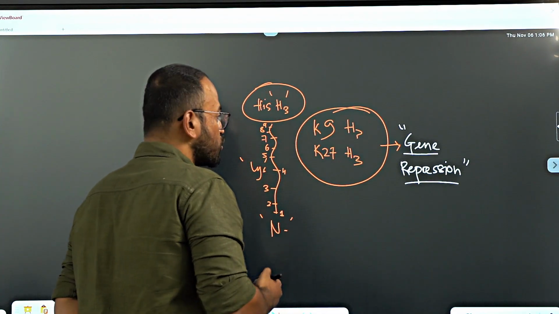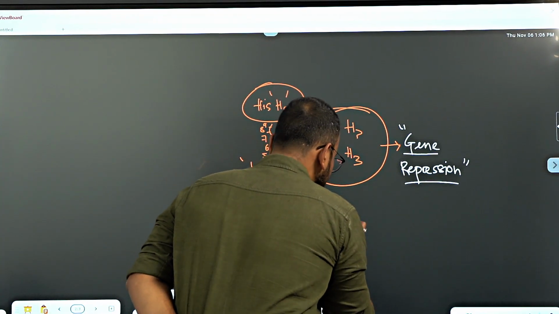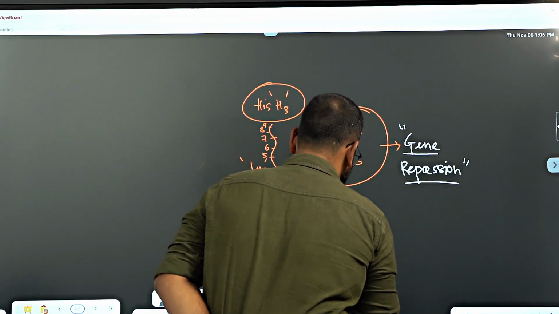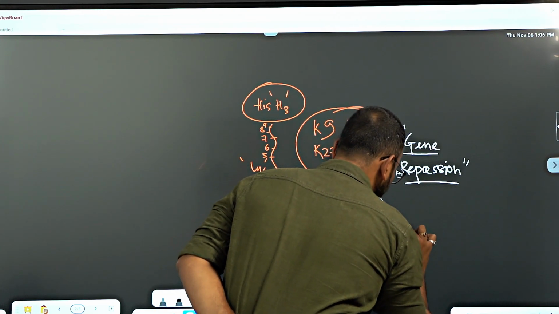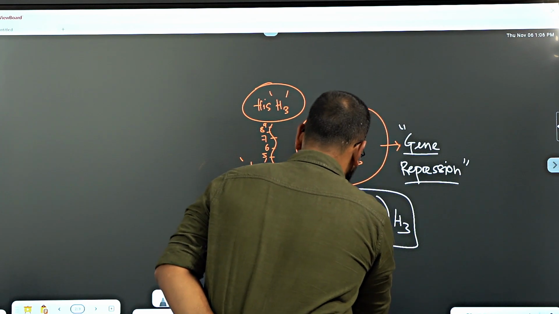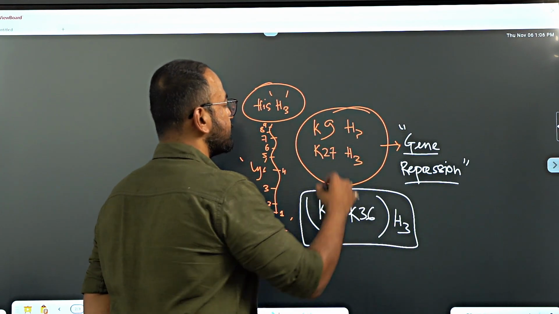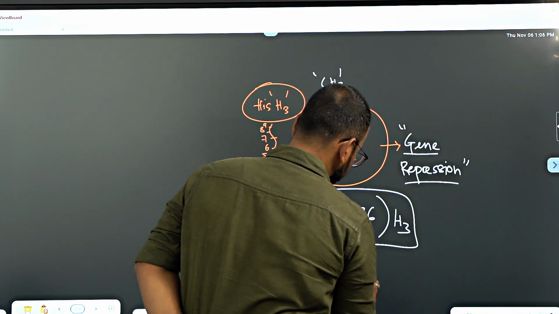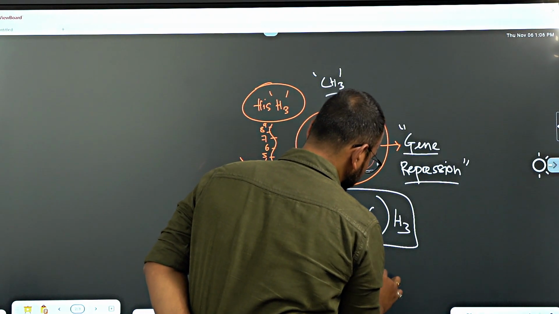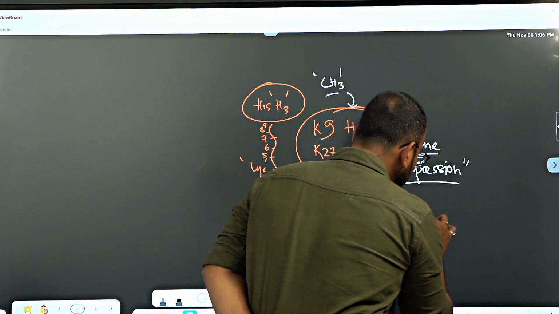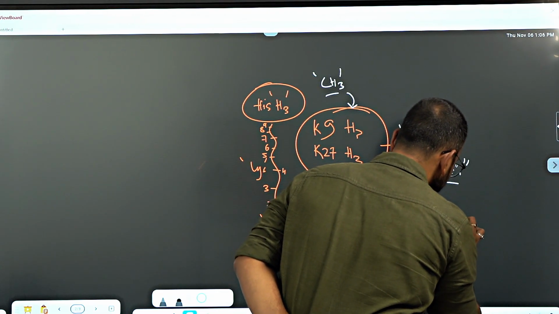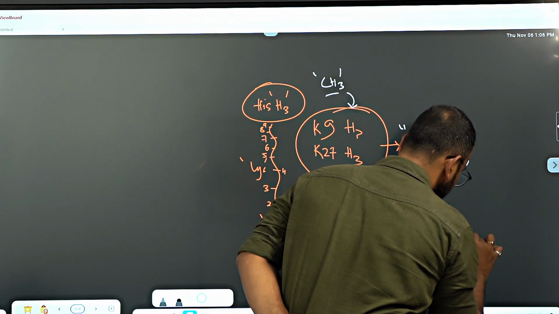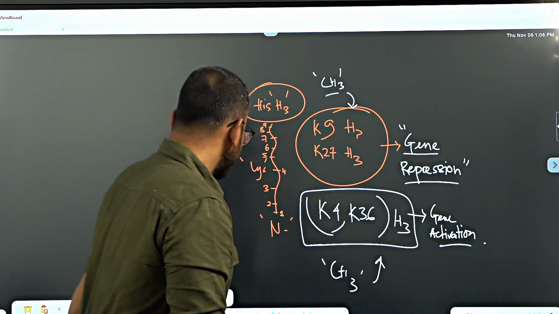But when it comes to lysine 4 as well as lysine 36 of histone H3, if this kind of methylation occurs, then that will lead to gene activation. So what is the mechanism involved?